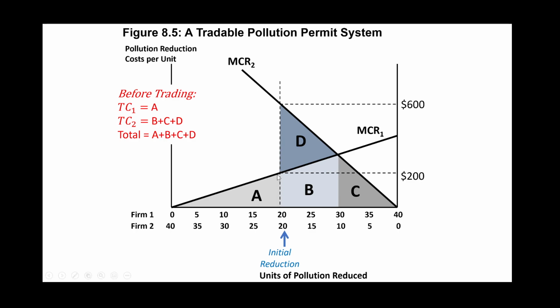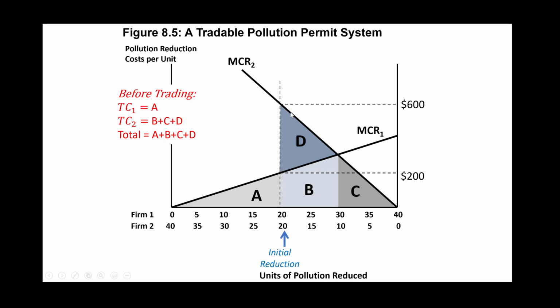reduce more. Because you look at the cost of firm 1 here, to reduce, let's say, 1 more ton, it's going to be a little bit over $200. But for firm 2, it was $600 to reduce that last ton. And so it will be beneficial for firm 2 to offer an amount lower than $600 to firm 1 to buy that permit.